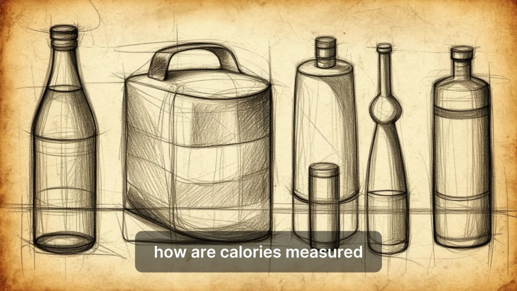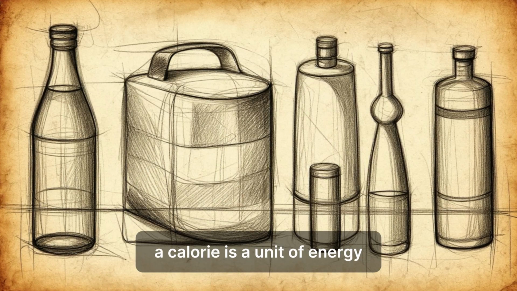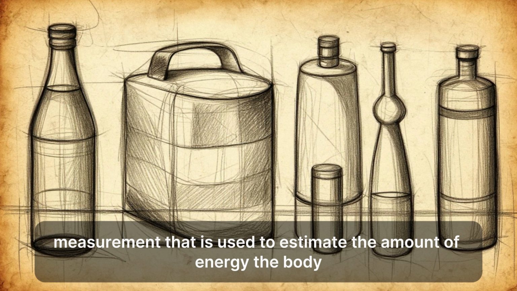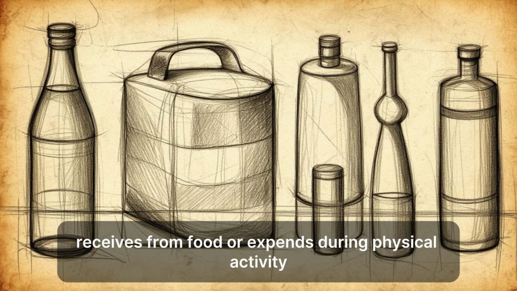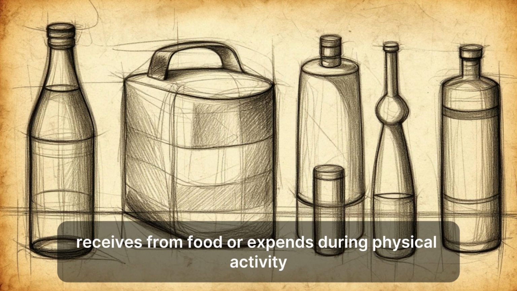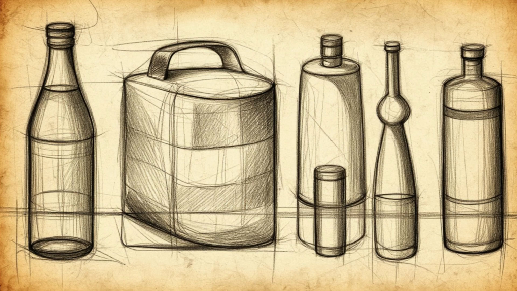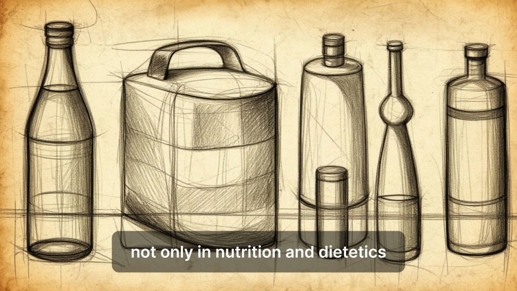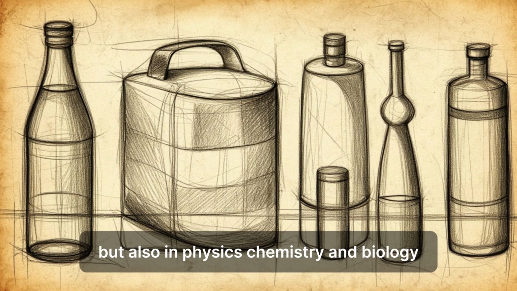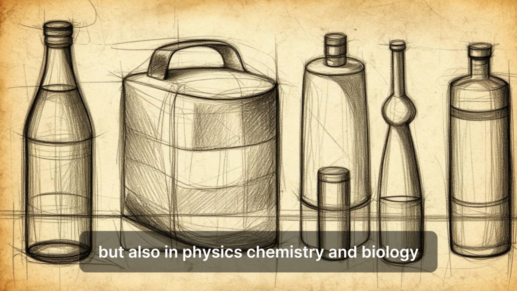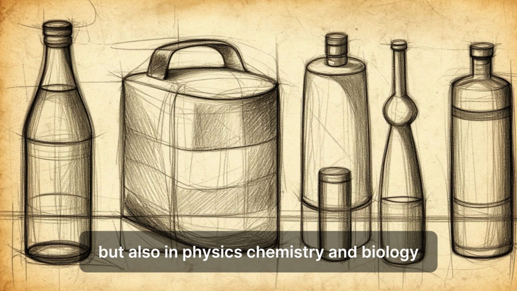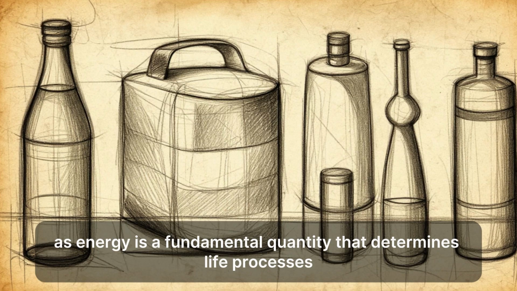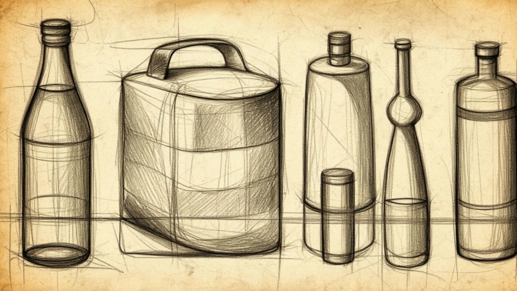How are calories measured? A calorie is a unit of energy measurement that is used to estimate the amount of energy the body receives from food or expends during physical activity. Understanding calories is important not only in nutrition and dietetics, but also in physics, chemistry, and biology, as energy is a fundamental quantity that determines life processes.